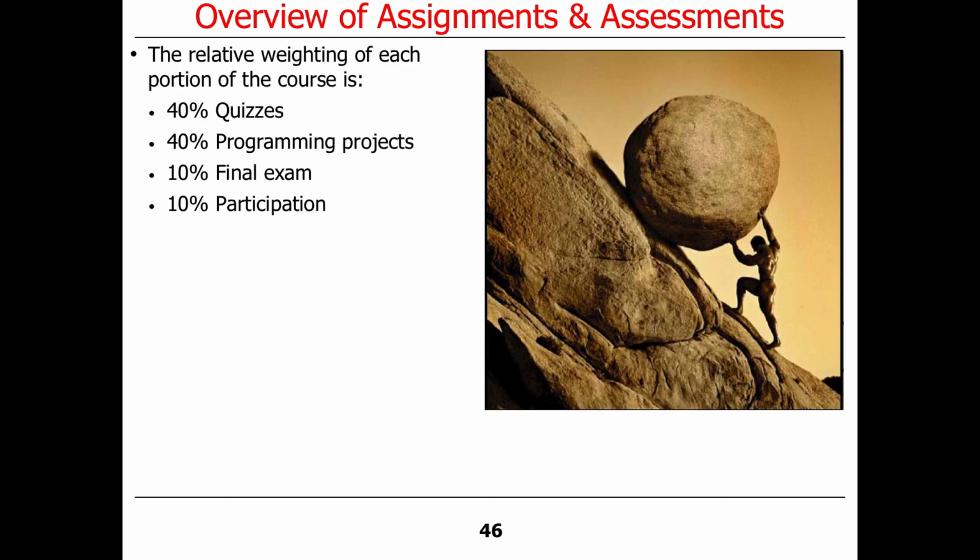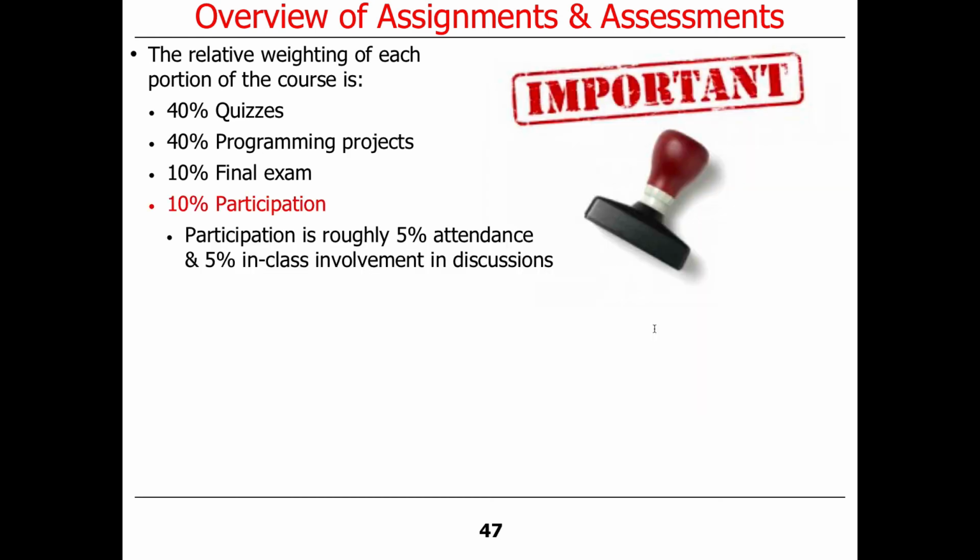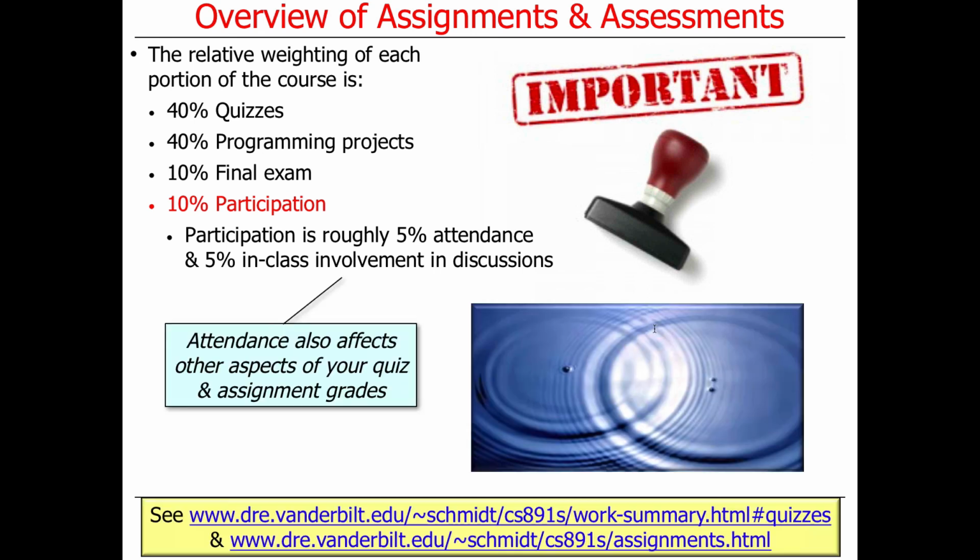This is pretty much how we're going to weight the course. So there'll be quizzes. Quizzes are worth 40%. Programming assignments, they'll be worth 40%. The final exam will be worth 10%. And participation will also be worth 10%. And that's roughly 5% for attendance and 5% for in-class involvement. It's really important to be involved, right? It's not enough just to show up, but you actually have to get involved. And there's a lot of different ways you can get involved, and I'll talk about that.